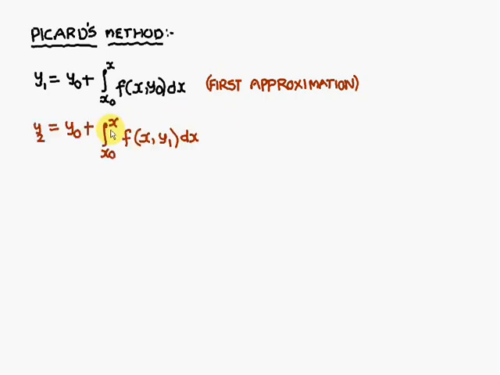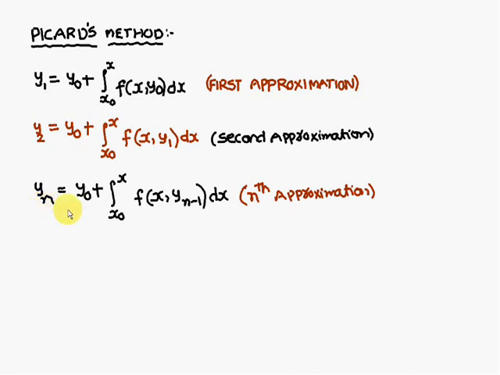Now the second approximation: y2 is equal to y0 plus the integral from x0 to x of f(x, y1) dx. This is the second approximation. If you observe the first and second approximations, these two start with y0 only, and the integration limits are x0 to x for both. What is the difference you have observed? In the first approximation you come across y0, in the second approximation you come across y1.